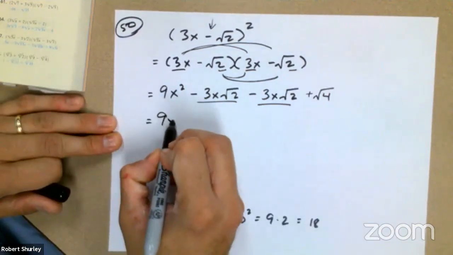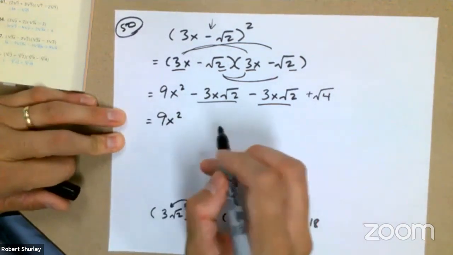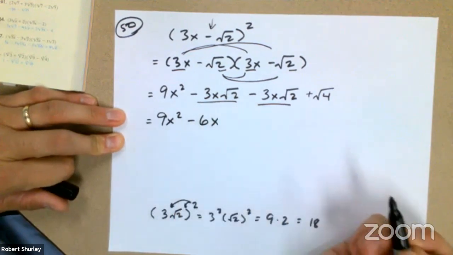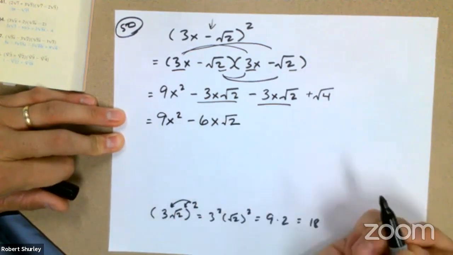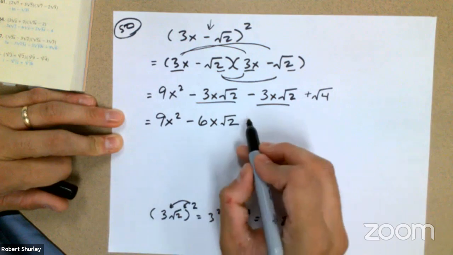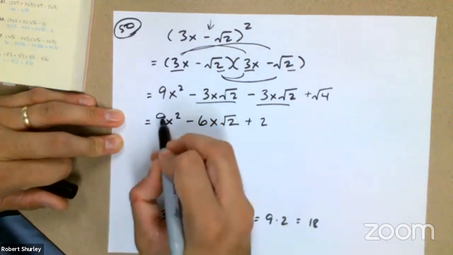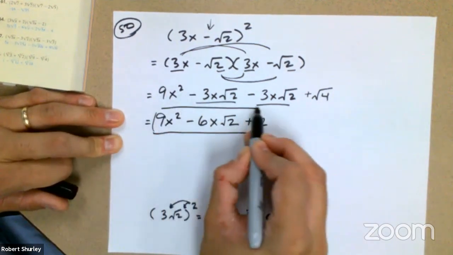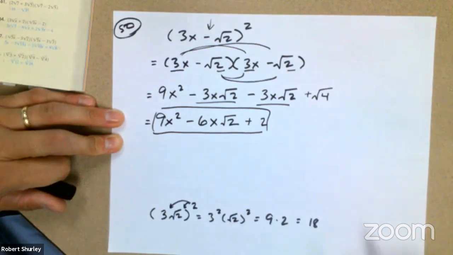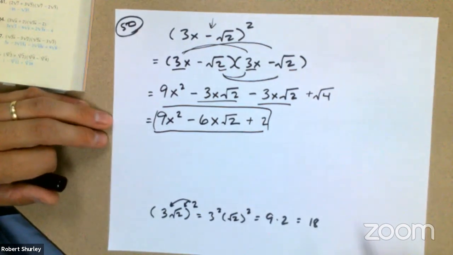So we wind up with 9x squared minus 6x square root of 2, right? Plus, as I know the square root of 4, it's just 2. Okay. Cool. Not bad, right? Cool.